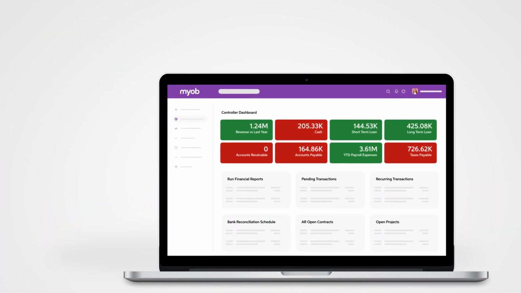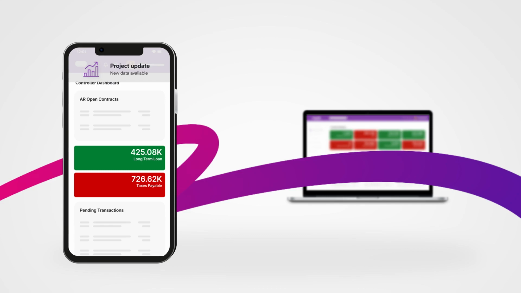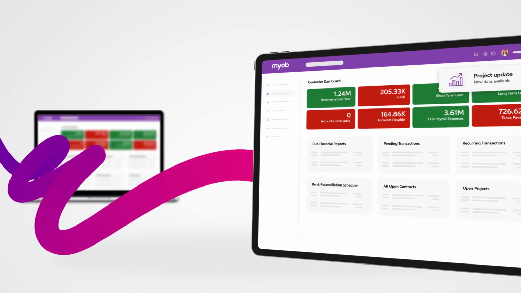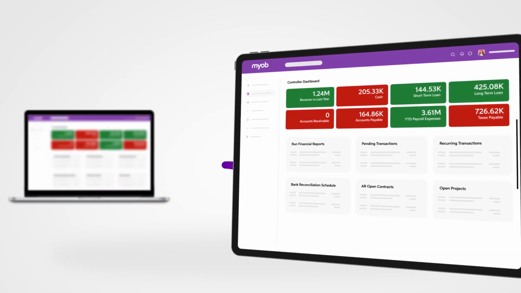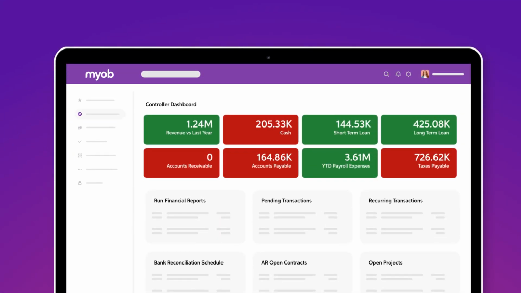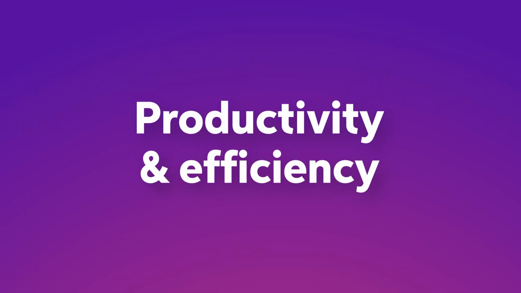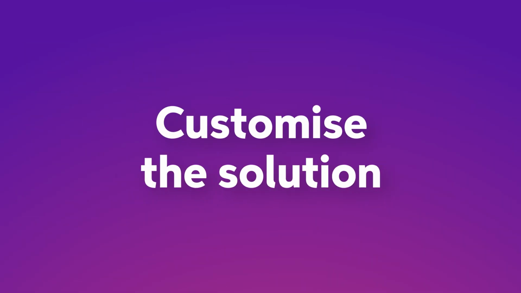Get a complete view of your business and provide a continuous flow of information between your remote teams, back office, and management on your phone and tablet, whether you're on the road, on site, or in the office. MYOB Advanced Business integrates with leading software providers. Improve productivity and efficiency, and be able to customize the solution to fit your unique business needs.